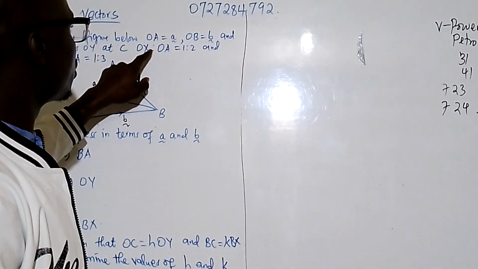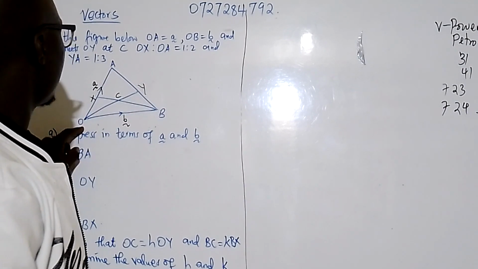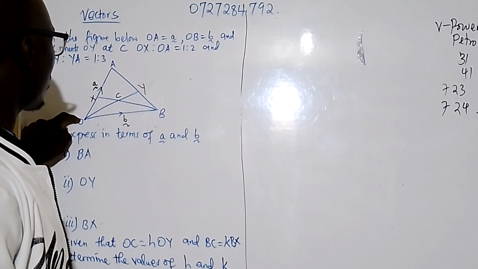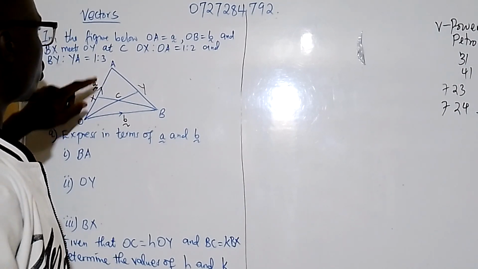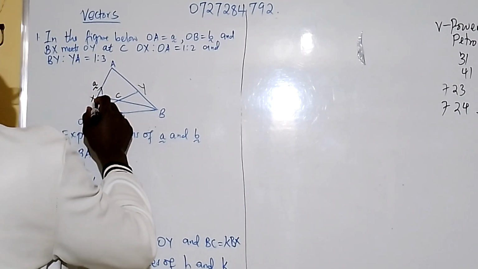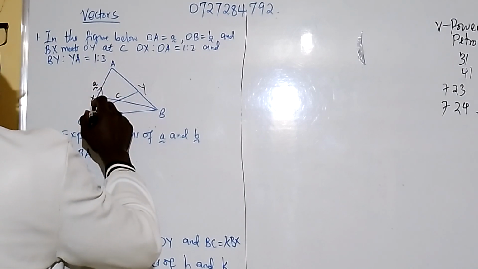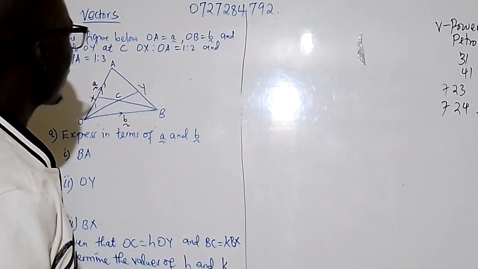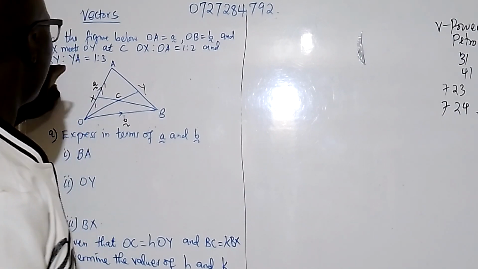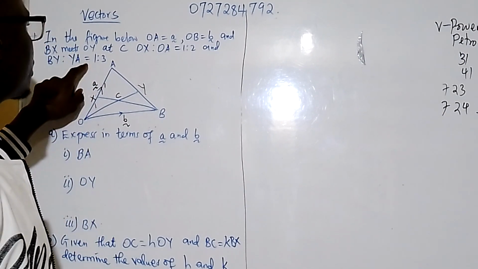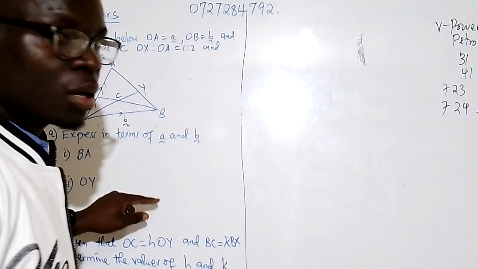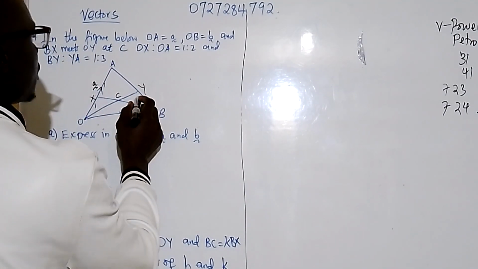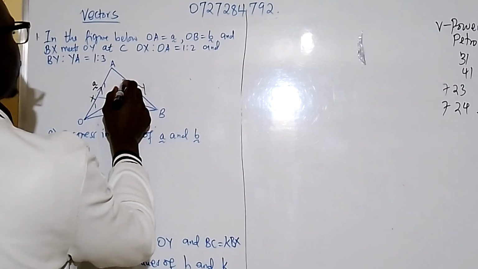OX to OA is 1 to 2, meaning X divides OA in the center. So this ratio is 1 to 1. And BY to YA is 1 to 3.